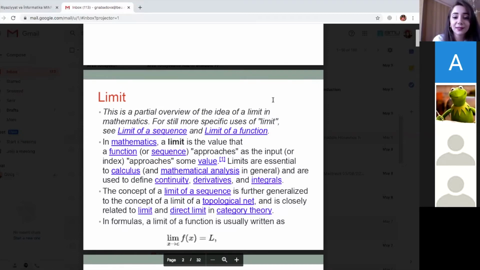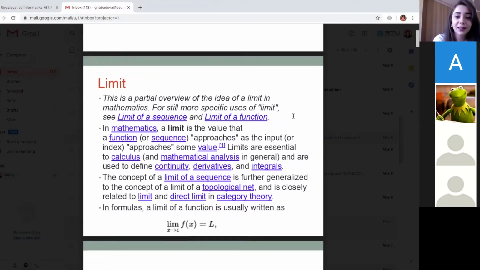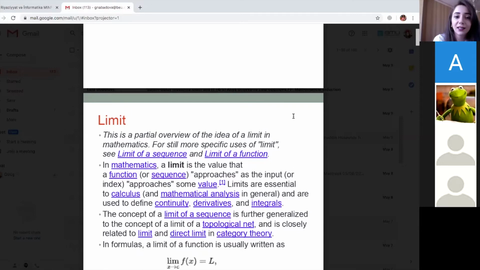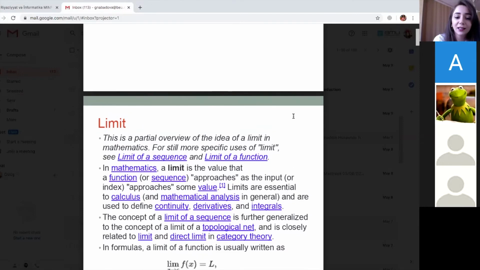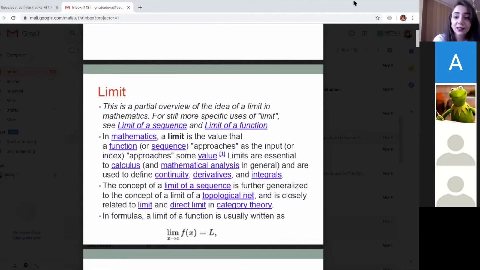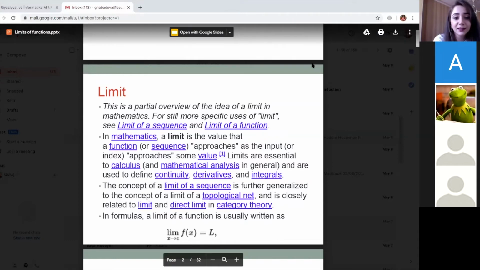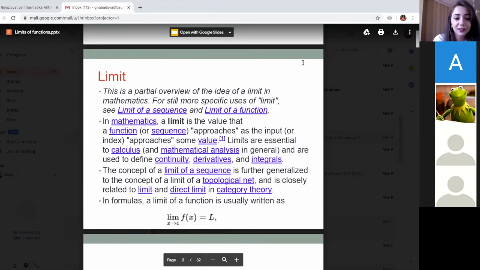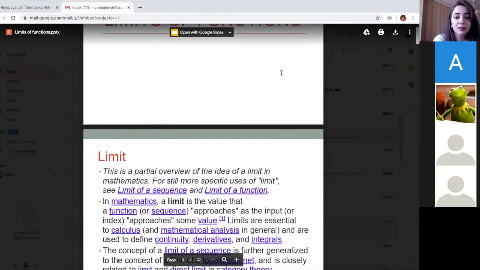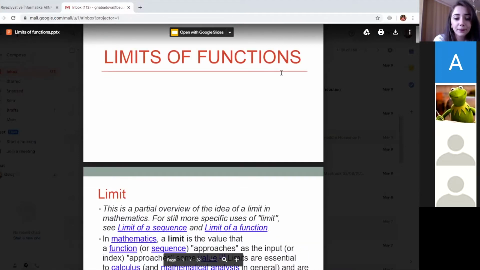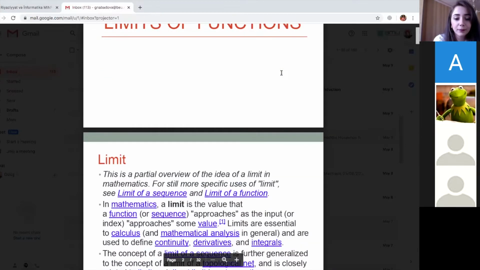In mathematics, a limit is the value that a function or sequence approaches as the input approaches some value. The concept of limit of sequences is further generalized to the concept of limit of a topological net, and is closely related to limit and direct limit in category theory. A limit is denoted like that.